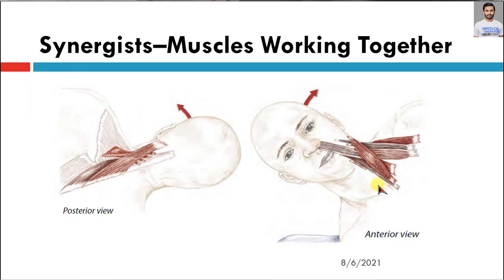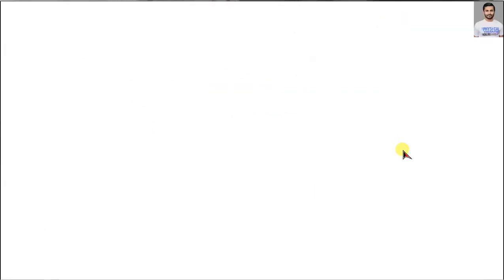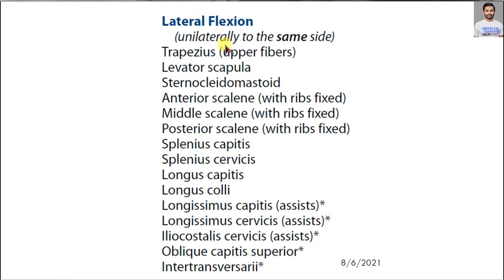Whereas here you can see the sternocleidomastoid, it's a very major muscle again, and these muscles are collectively called the neck side benders, but the scaleni muscles and some part of other muscles as well. So for lateral flexion, the trapezius, levator scapulae, sternocleidomastoid are the major muscles, but the anterior, middle and posterior scaleni are the muscles that assist. Splenius capitis, splenius cervicis, longus capitis, all these muscles are also assisting the side bending.